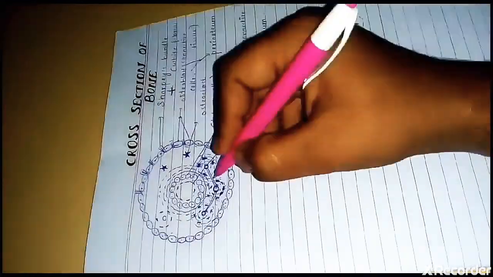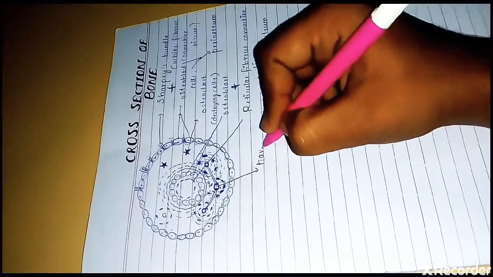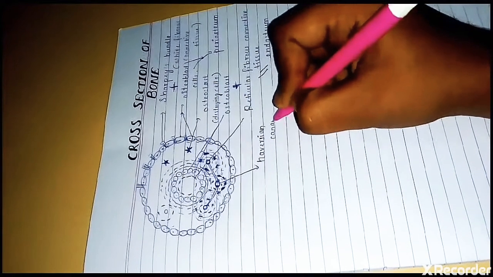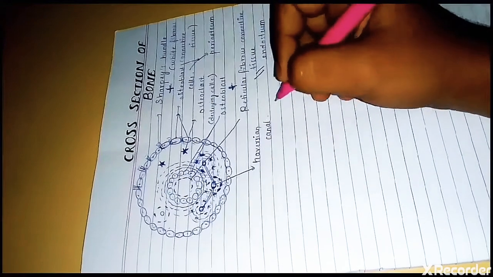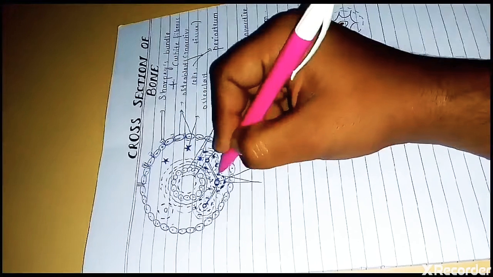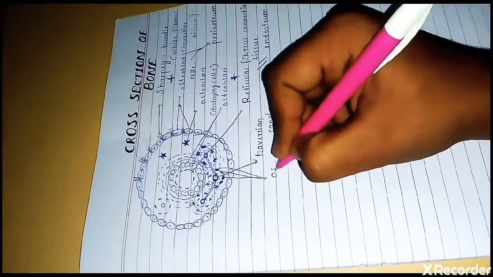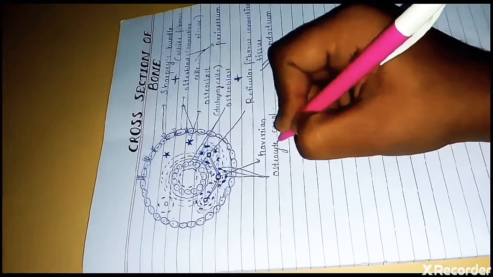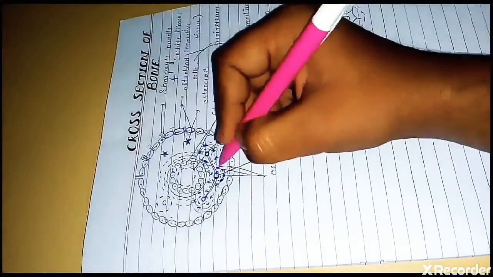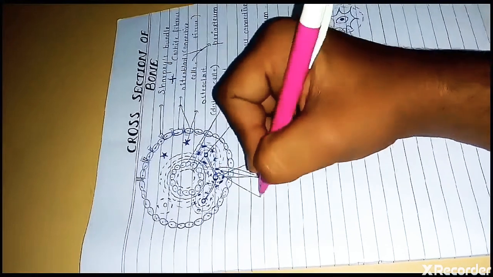Now this rounded structure is actually a tube. It is a hollow tube-like structure which is known as the Haversian canal. It has the supply of blood vessels, lymph vessels and nerves. Now these boldly dotted structures are known as osteocytes. These are the mature cells of the bone, which are formed by the osteoblast cells.